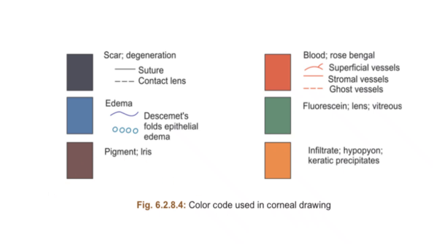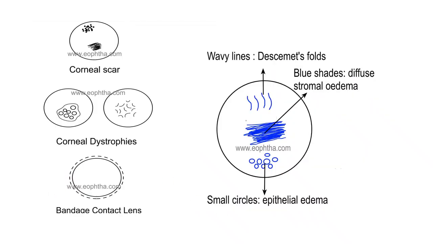So this slide shows the universal colors that are used. For example, you see this diagram is showing you a corneal scar, which is in dark, horizontal hatching. And this is probably a sort of degeneration. Both of them are shown in black. Then dystrophies, again, these are shown in black color. Bandage contact lens, you see there is this outline since the edge of the lens of the BCL sits outside the limbus, so it is shown in a dark black dotted circle.